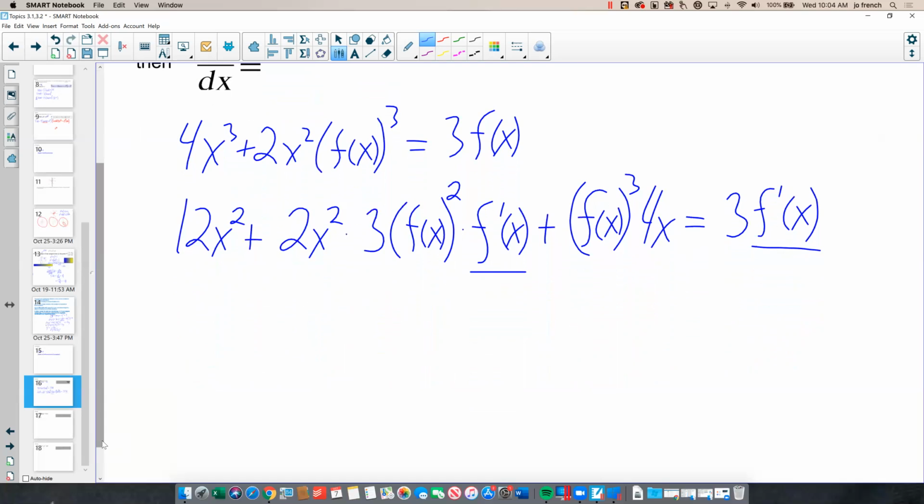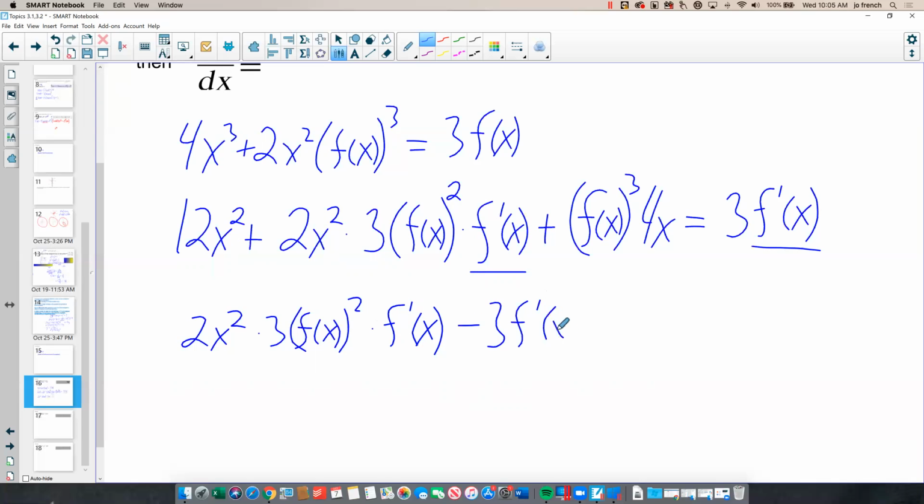So I will have 2x squared times 3 f of x squared times f prime of x. And I'm going to subtract the 3 f prime of x from the right-hand side. Set this equal to the non f prime term, so a negative 12x squared, because I moved it from the left side to the right side, minus 4x f prime of x cubed.